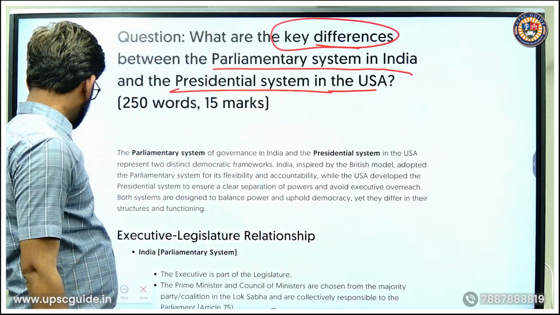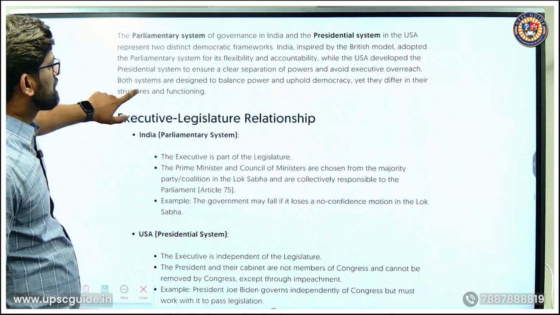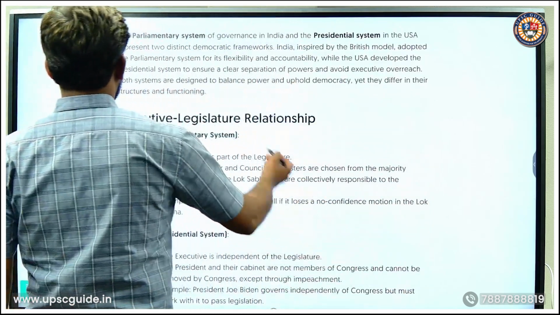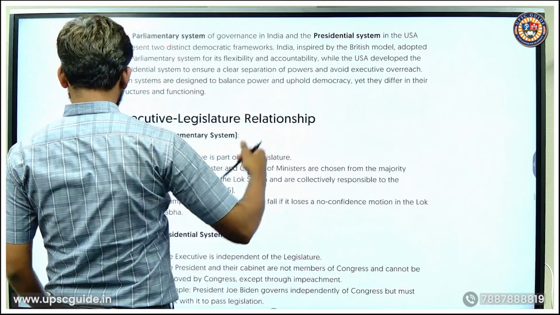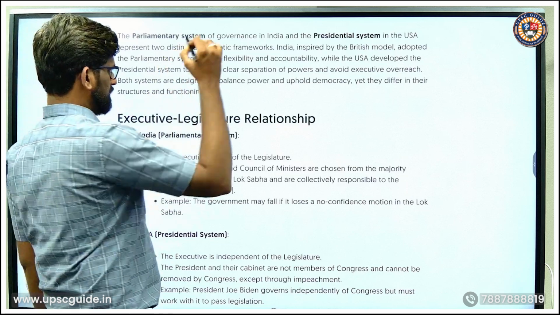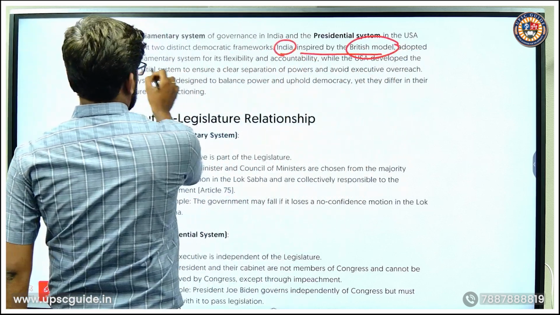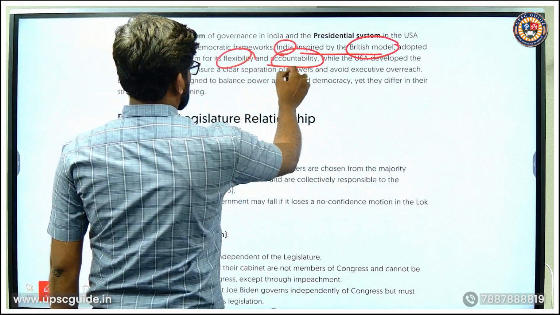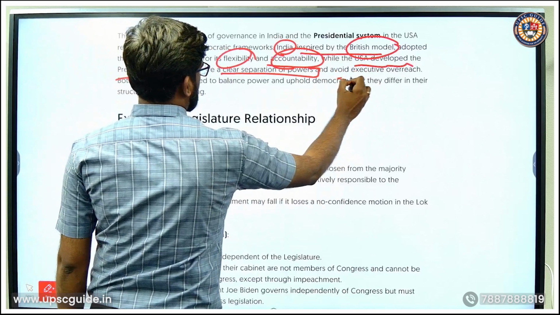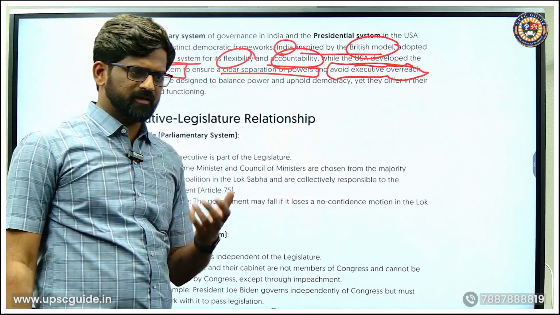Now here in the introduction you can write some basic idea of the political systems present in the world: that the parliamentary system of governance in India and the presidential system in USA have distinct democratic frameworks. As we know, India has adopted the British model of parliamentary system for its flexibility and accountability, while USA has developed the presidential system to ensure clear separation of power and avoid executive overreach. So in this manner, the differences are there.